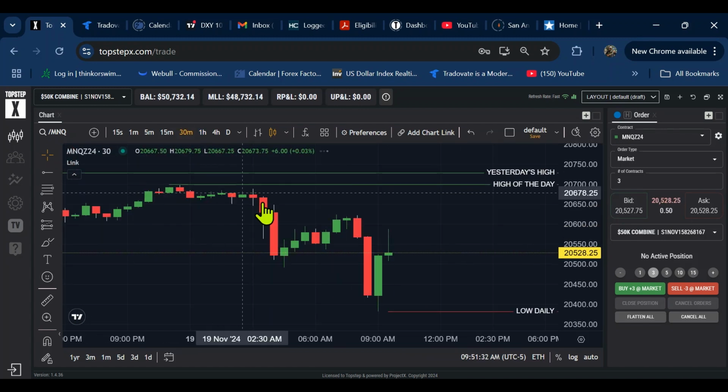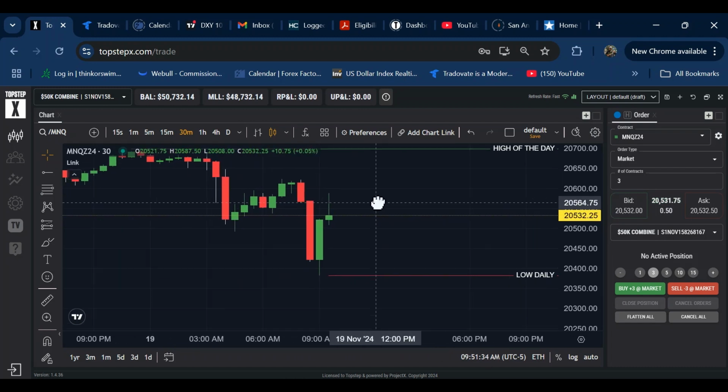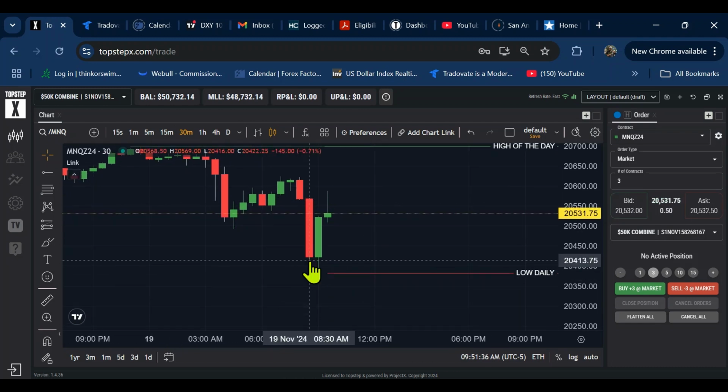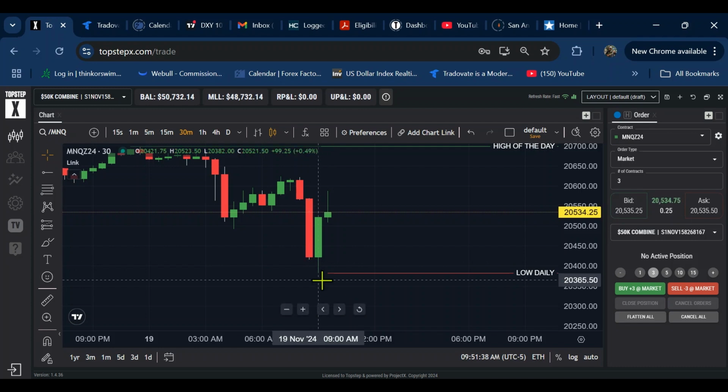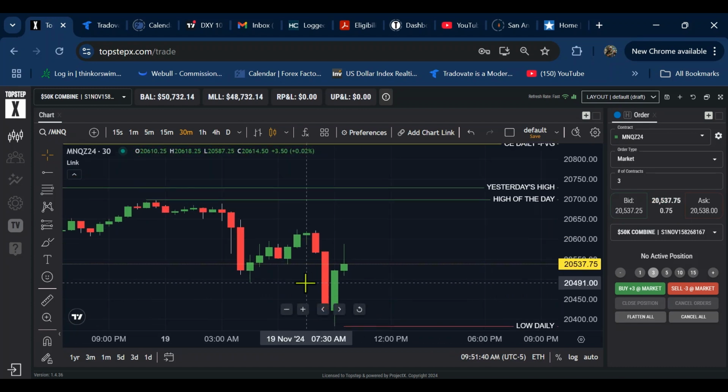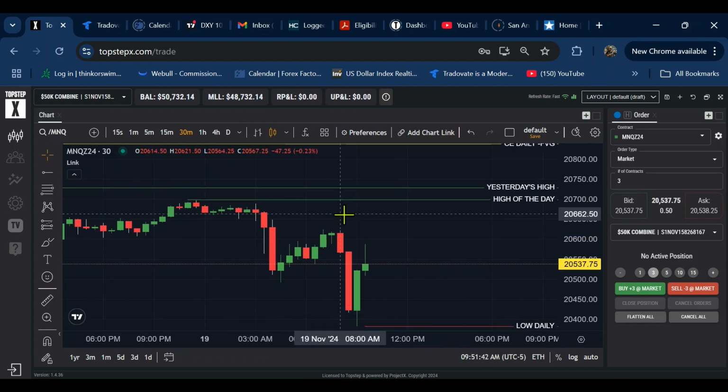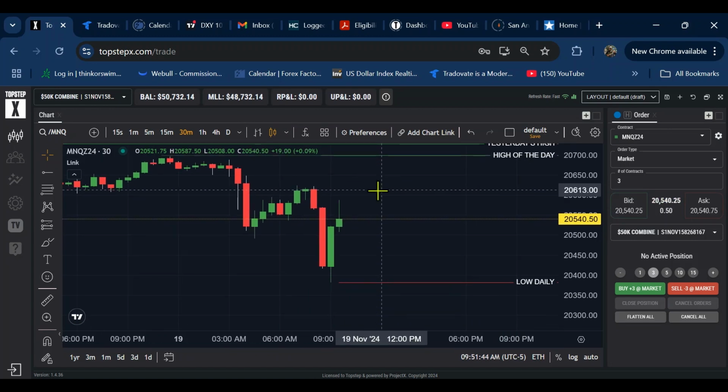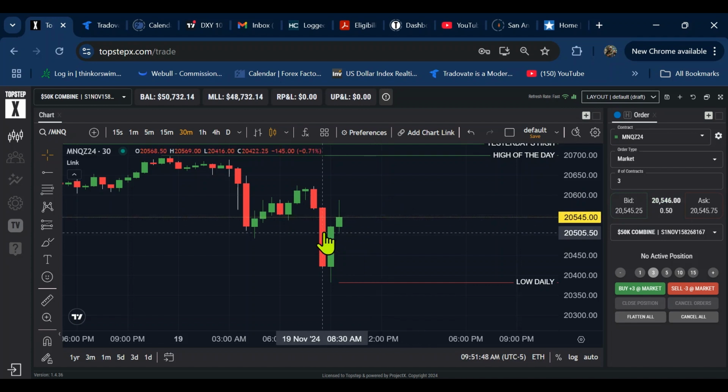In the 30-minute chart, it's very clear that we aimed for this low when we took it out, and then we're going back up. So are we going to aim for this high? Possibly. If that's your hypothesis, if that's what you're going for, then you would want to buy.